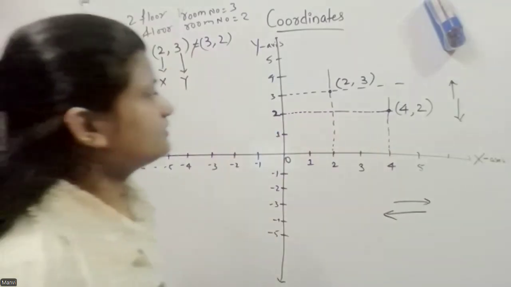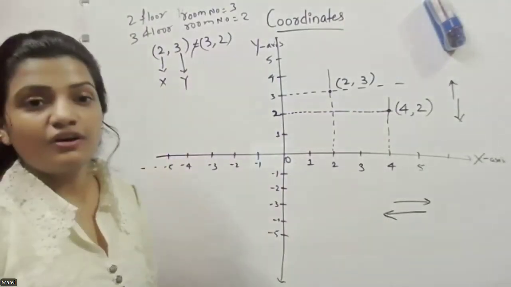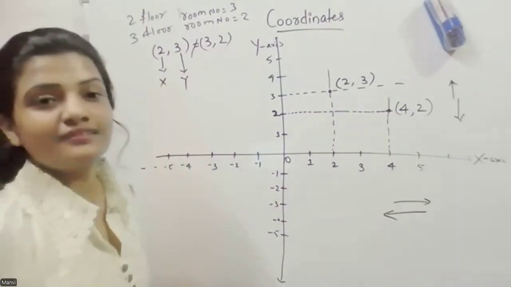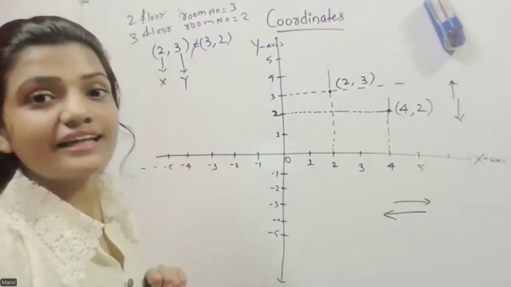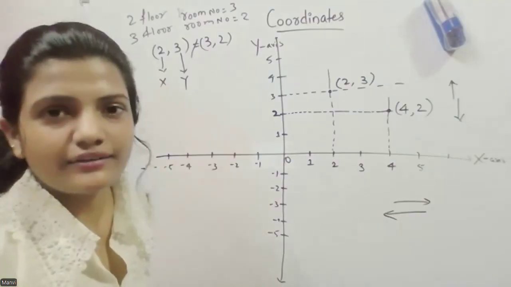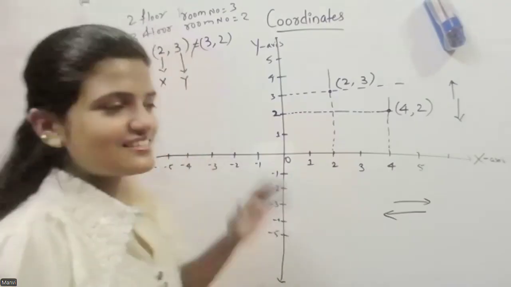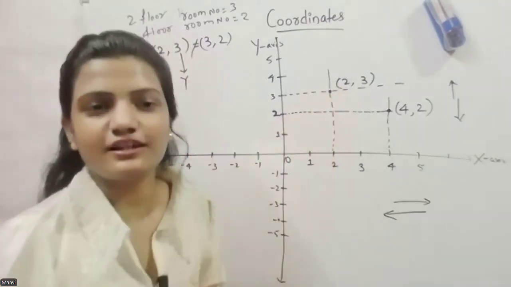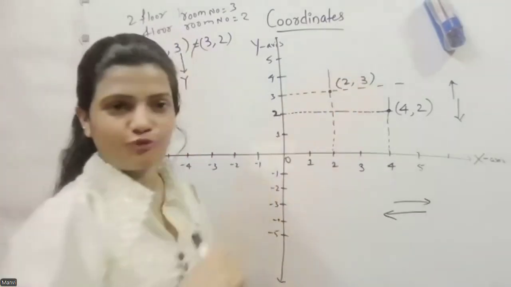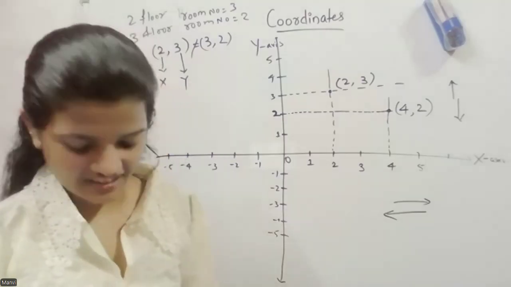And you know, Kavya, the value of x we call the abscissa, and the value of y we call the ordinate. When they both combine, they form a coordinate. But you don't need to remember these difficult words. Just understand this: the first value is the value of x, the second is the value of y. That makes your life easy.